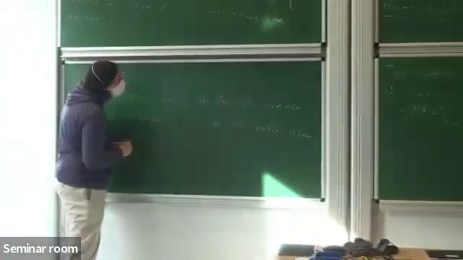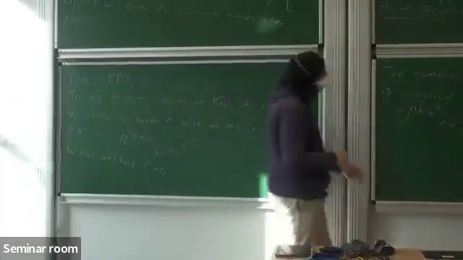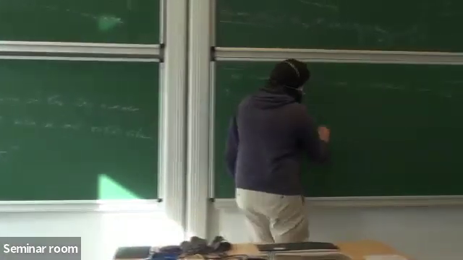I keep writing this wrong, this should be little n. Okay, so what's happening here? This is basically n to the d.